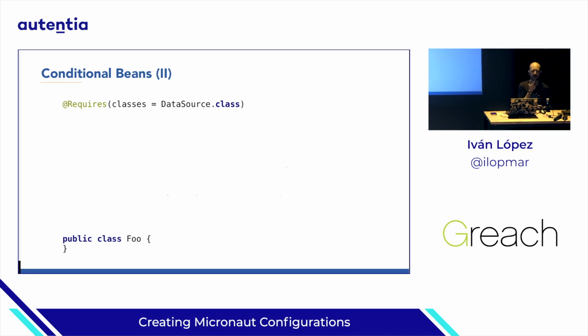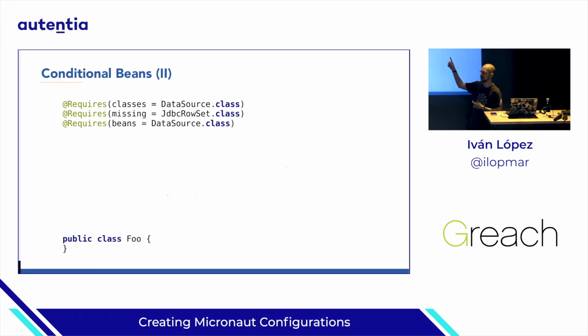So you can say, okay, I need this class to be on the classpath, DataSource. Or I need this class to be missing from the classpath, so if it is not there, then I'm going to create the bean to do whatever I want. For example, you can say, I need the bean. And please don't confuse classes with beans. The first one is just a Java class, and a bean is a Micronaut bean, right? The type and the full package name are the same when you create a bean out of a class, but one thing is a Micronaut bean and the other is just the class.